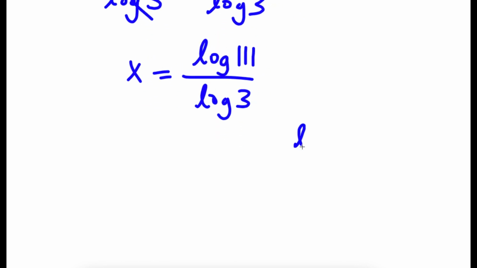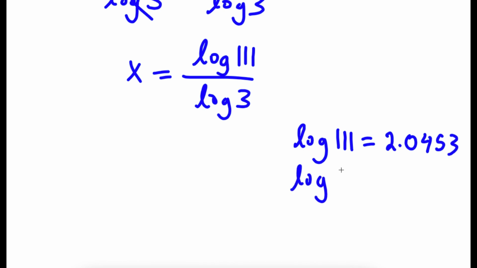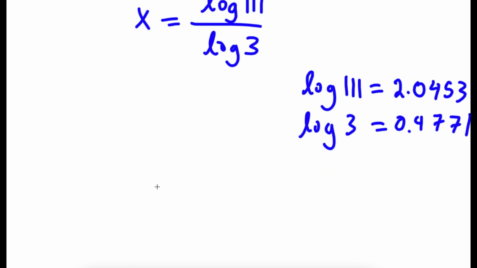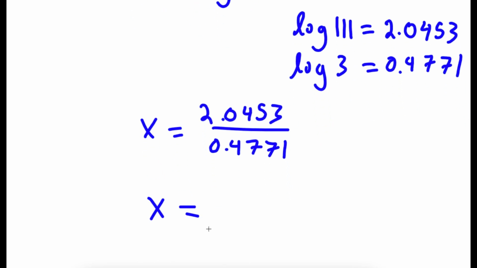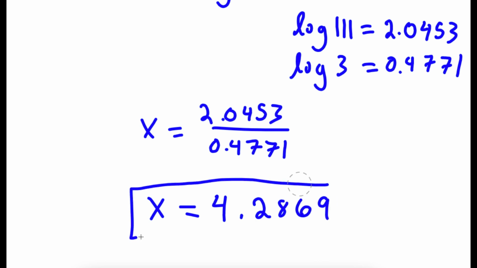Now, log 111 is equal to 2.0453, and log 3 is equal to 0.4771. So I have x is equal to 2.0453 over 0.4771. So now this is equal to 4.2869. So this is my answer.